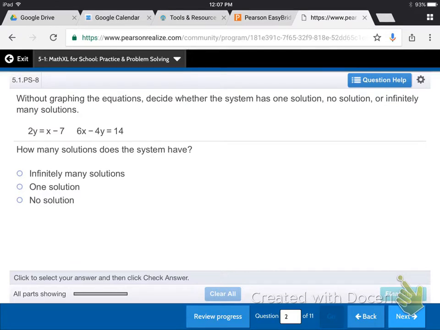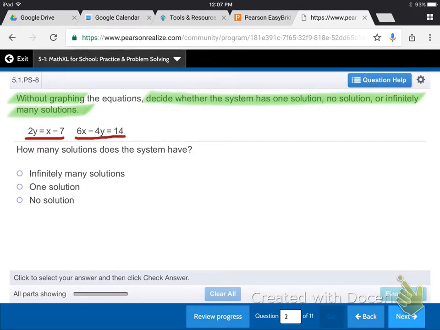Okay, for the next question, it's basically the same idea. It says without graphing, again, so we're just going to look at the equations algebraically and see if we can figure out if they have the same slopes or different slopes, and compare the y-intercepts. And again, we're going to decide whether the system has one solution, no solution, or infinitely many solutions. So let's see, this equation right here, 2y equals x minus 7, and then this equation, 6x minus 4y equals 14.